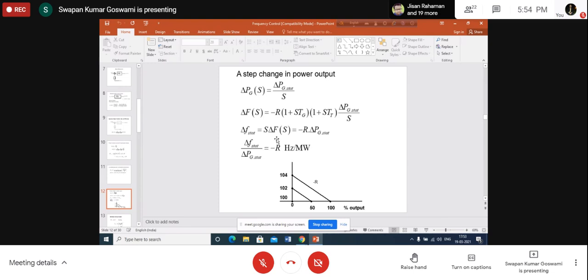This regulation therefore represents the percentage variation in frequency if the generator is loaded from no load condition to full load condition. And since it is linear, it is applicable for any loading of the generator. If it is 10% loaded, then the percent variation will be the same. You can calculate the new frequency for this much change in load.